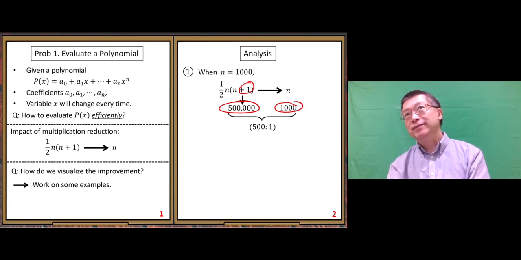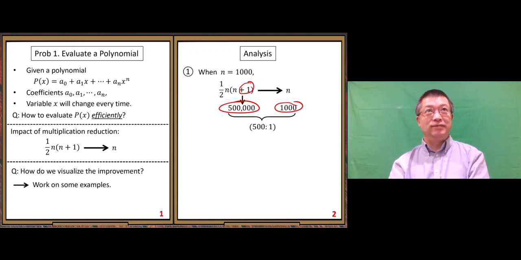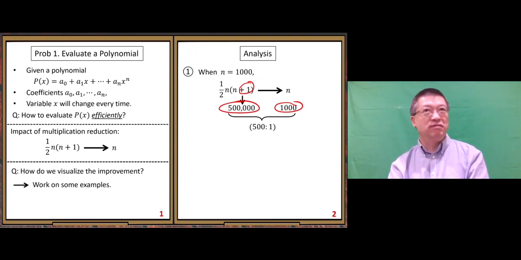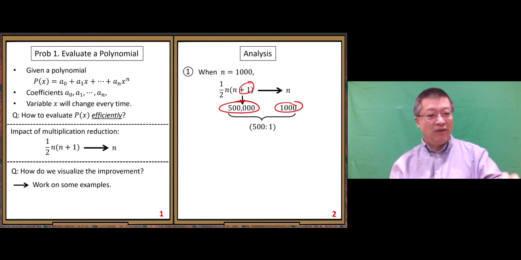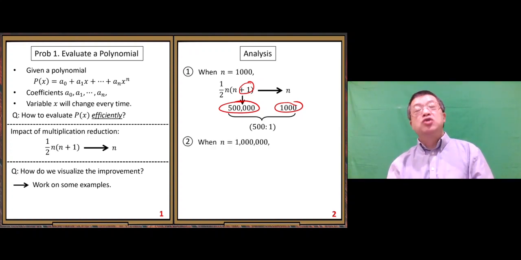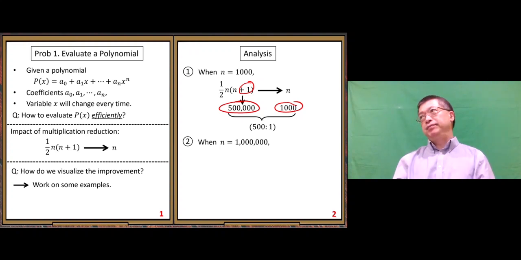Yeah. As I mentioned before, even if you get a 1/10 improvement, that's pretty significant, right? But this time, a 500-fold improvement. That's really something. Big thing, right? All right. Our example number 2. When n equals 1 million, how about it?